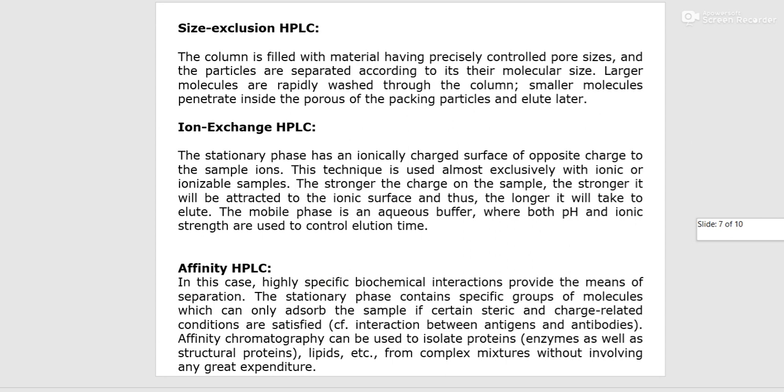If your stationary phase is a cation exchanger, it will exchange cations from the sample, and if it is an anion exchanger, it will exchange anions from the sample.